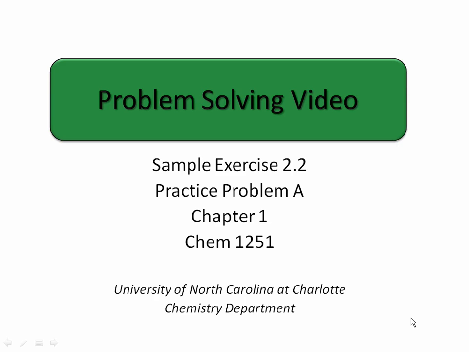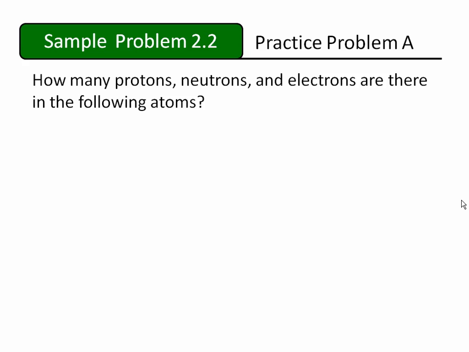This is the video solution to sample exercise 2.2 practice problem A that appears on page 45 of your text. The problem asks us to determine the number of protons, neutrons, and electrons in the following atoms. For part A, we're given a nuclide representation for an atom where we see 10 as the top number, 5 as the bottom number, and then the symbol for the element as B.